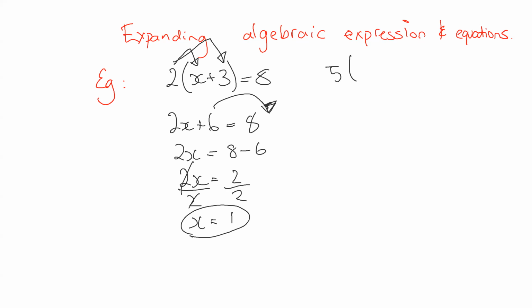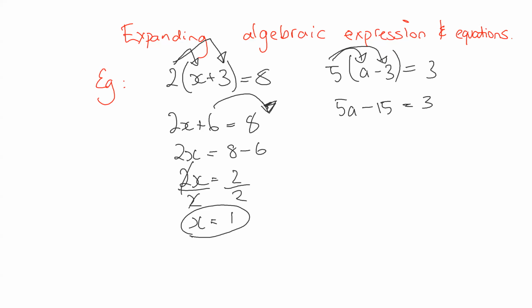You got 5a minus 3 in brackets is equal to 3. First of all, we have to expand this out. So we go 5 times a, which is 5a. And then we go 5 times 3, it's 15. In the middle, we put negative because it's a negative 3. So 5 times negative 3 is negative 15. Is equal to 3.